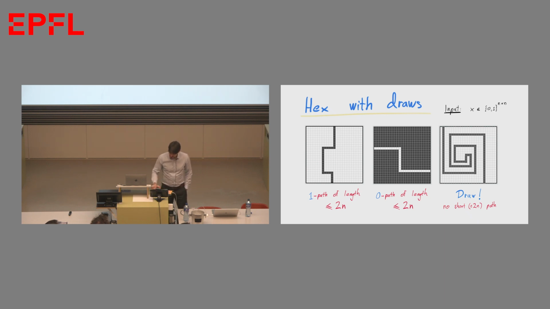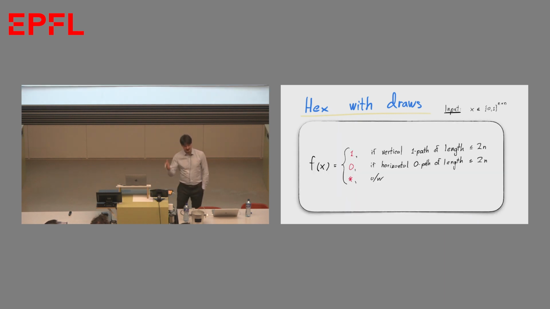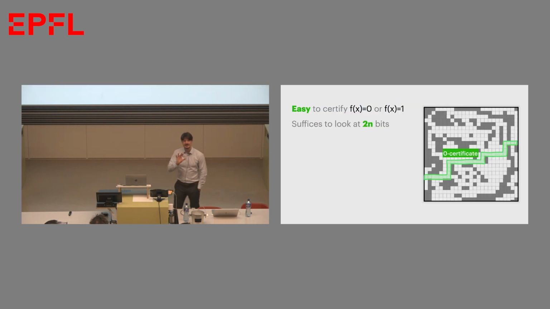So I've now defined a strange function. It takes as input this Boolean matrix and outputs either the first player wins, or the 0th player wins, or it's a draw, which I denote by a star. Okay, that's the end of the construction. Now I claim this is a very interesting mathematical object. So here's the interesting property that it has.